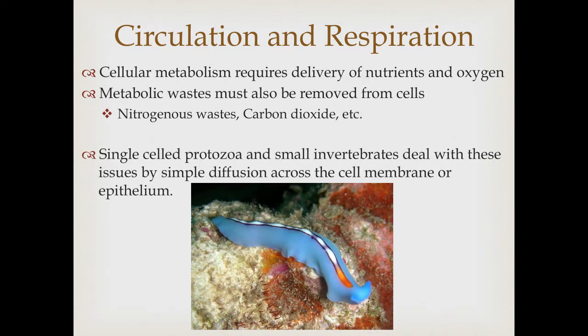Now, if you're a single-celled protozoan or a very small aquatic invertebrate, this is pretty easy to deal with because you simply have diffusion across the cell membrane or the epithelial layer, if it's an animal, take care of this. So you absorb the oxygen you need, and it goes directly to the cells through diffusion, and in the reverse, you get rid of CO2 through your skin.